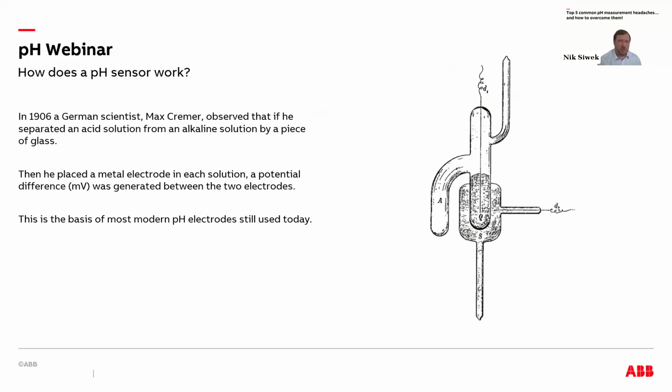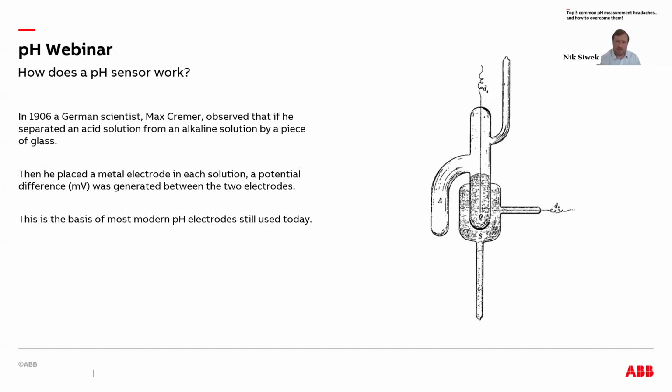To understand how that works, we need to understand how a pH sensor is designed. pH sensors originally started off as an experiment back in the early 1900s, where a scientist put two different solutions side by side that were divided by a glass barrier.